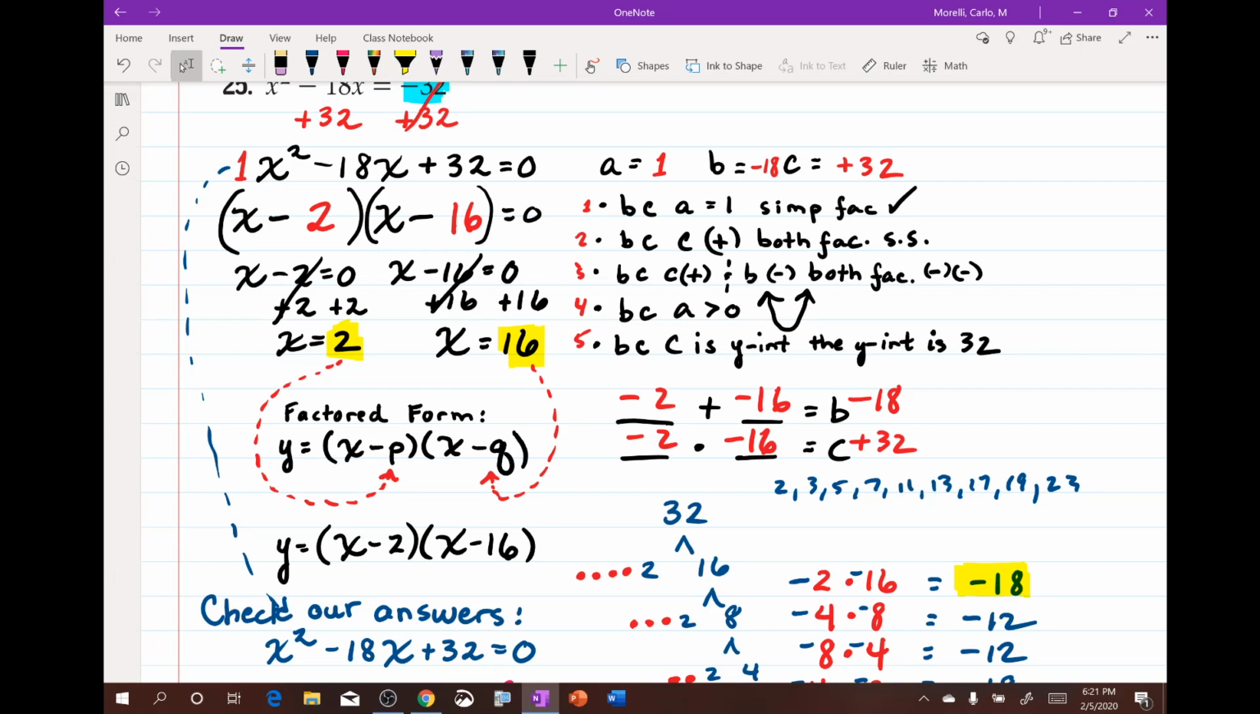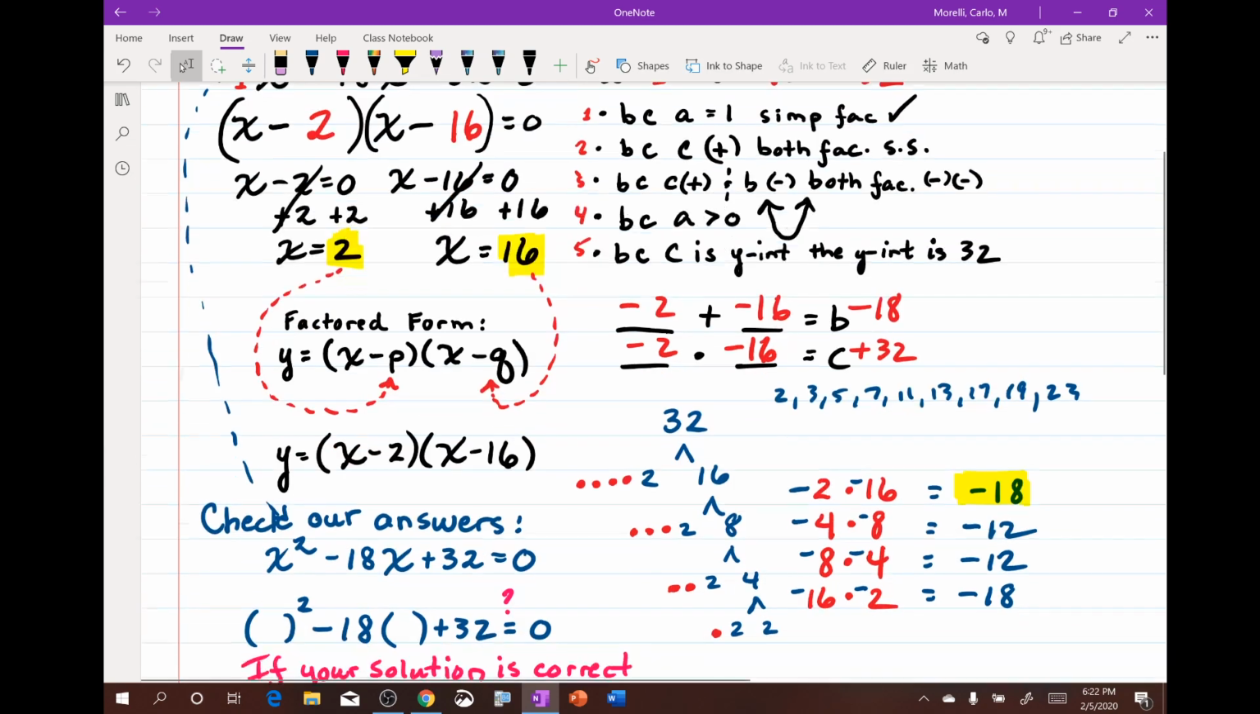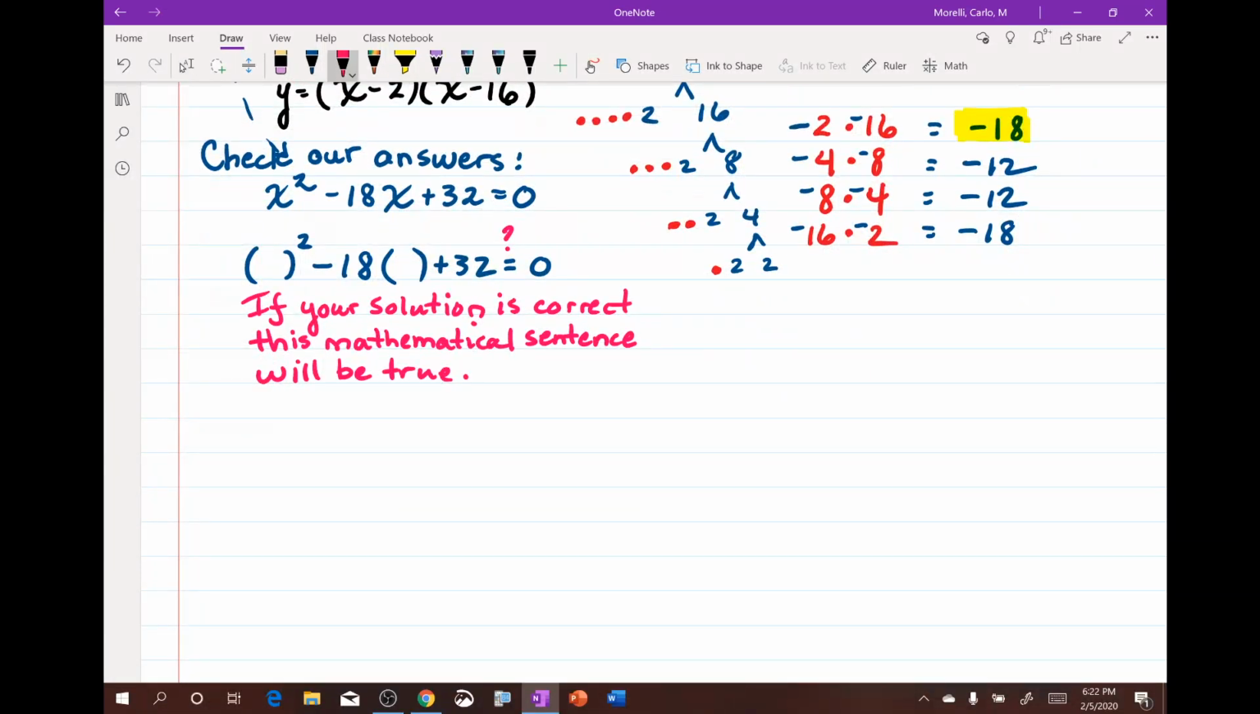So here's what we need to talk about for a second. Your factors were -2 and -16. Your solutions were +2 and +16. So make sure you distinguish between factors and solutions. So one of our solutions was +2. What I want to do now is inside those two parentheses there, I'm going to put a 2.